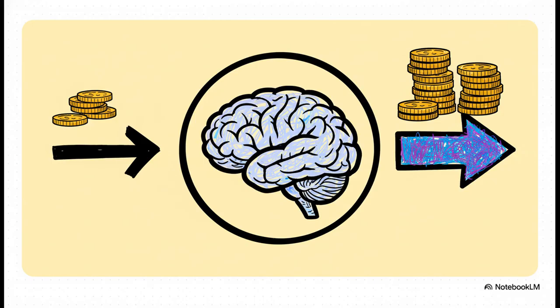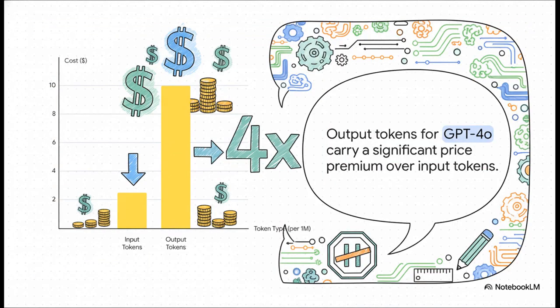And the price definitely reflects that. And just look at this, using GPT-4o as an example. You pay $2.50 for a million input tokens. But for a million output tokens, that'll be $10, please. It's a 4 times price premium. So as a PM, one of the biggest levers you can pull to control costs is simply managing how much your model is allowed to talk.